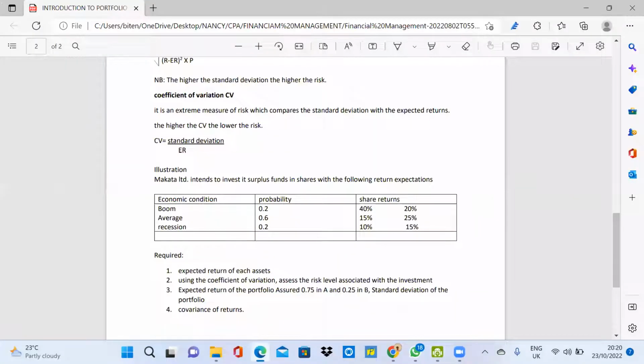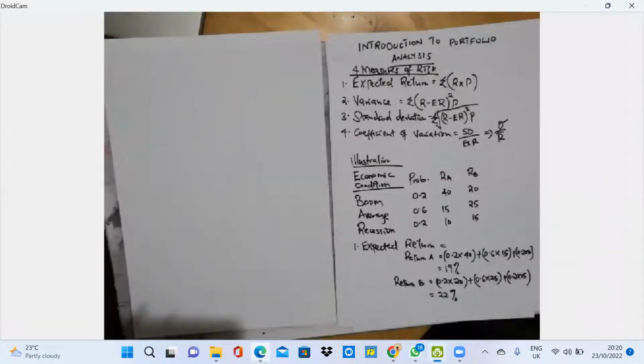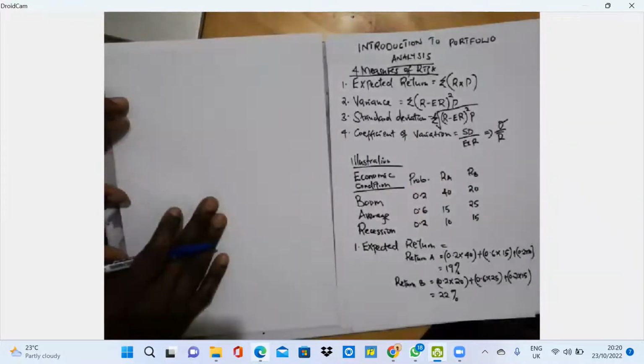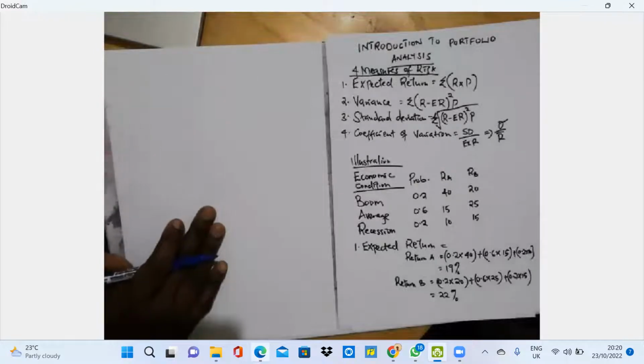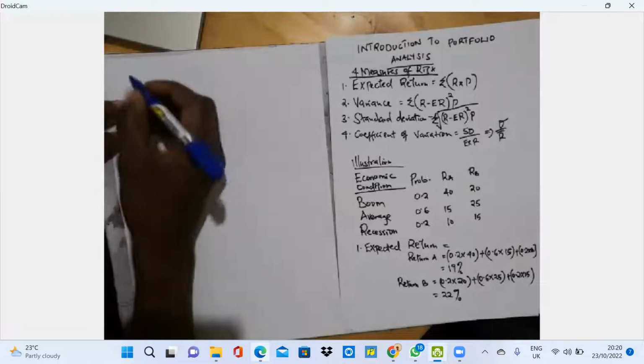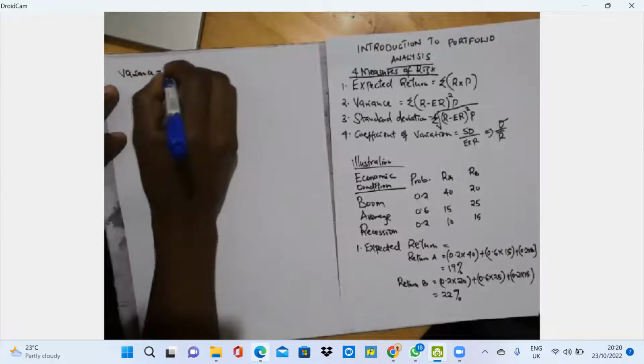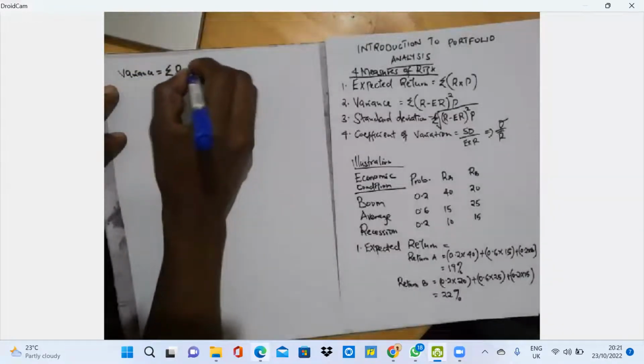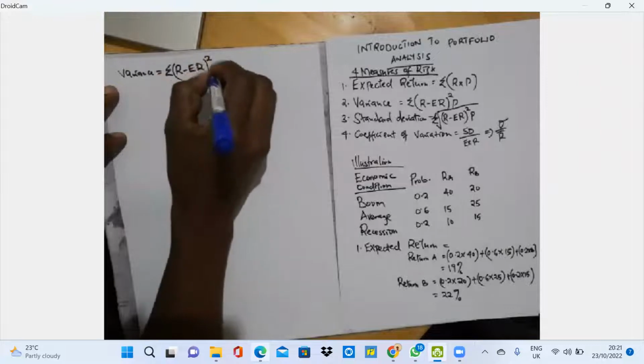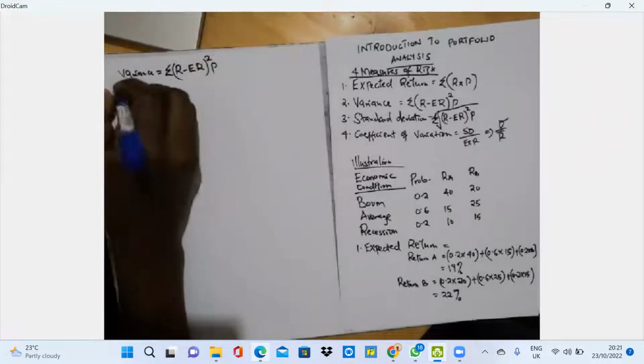And the second requirement was, using coefficient of variation, assess the risk level associated with investment. So before we get the coefficient of variation, we need to calculate the standard deviation. And to get the standard deviation, we need to calculate the variance. So let's start with the variance. Variance is the sum of return minus expected return squared multiplied by probability.